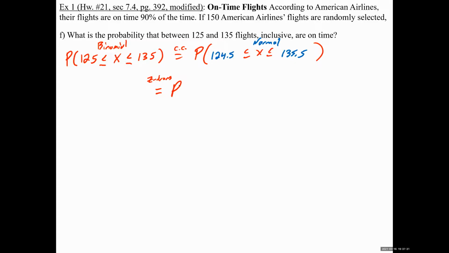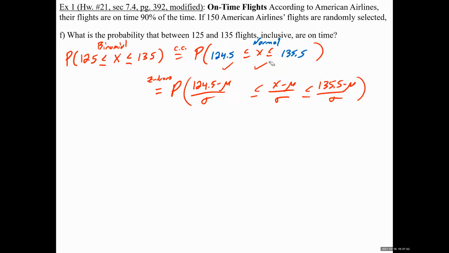Okay, so to do the z transformation, you copy down the p symbol, the parentheses symbols, and the less than or equal to symbols. And then you do the z transformation on all 3 parts of this, which is you copy what was originally there, and you minus mu, divide the whole thing by sigma. Here, what was originally there was x minus mu divided by sigma. Here, what was originally there, 135.5 minus mu divided the whole thing by sigma. Okay, then the part that had the x in it, so the middle term, is just going to become a z. And for the other ones, you're going to plug in the numbers for mu and sigma.